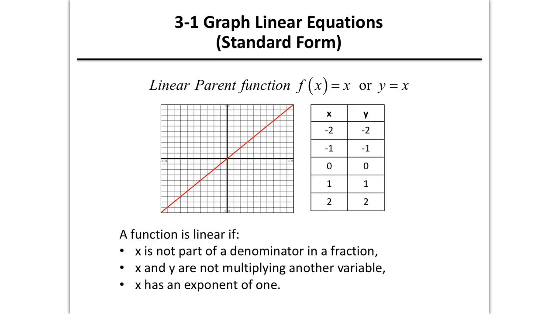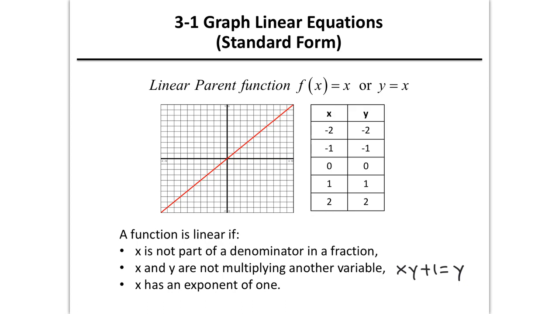Then x and y are not multiplying another variable. So x cannot be multiplying with the y, xy. For example, you cannot have xy plus 1 equals y. That cannot happen because the x and the y cannot be together. They cannot be multiplying a different variable like a z or a p. And x has an exponent of 1. That's the last one. Now, all of this here has to happen in order to say it's a linear function. It's not just one that can happen.